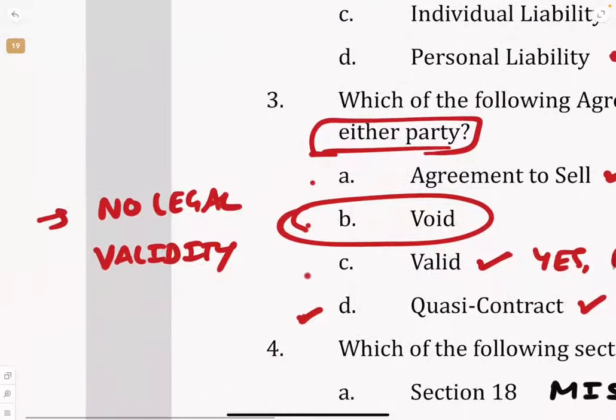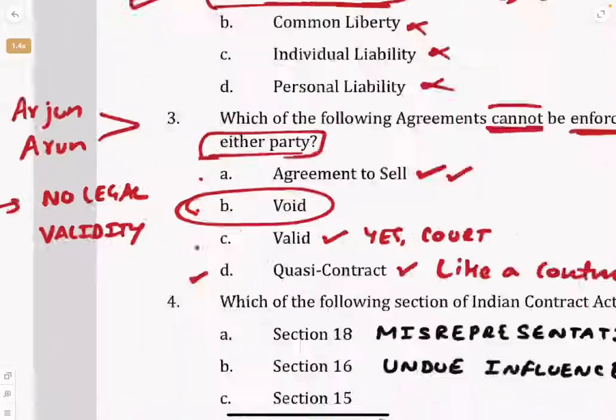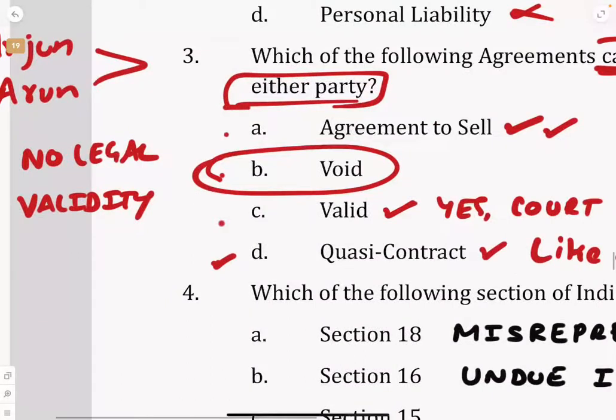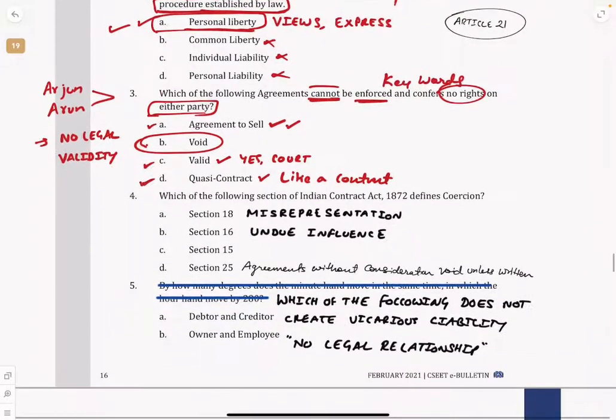So suppose there are two people, Arun and Arjun. They have a contract. So either party don't have rights in a void agreement, but they have rights in agreement to sell, in valid agreement, in quasi contract. But in void, they don't have rights. That is what we understand.